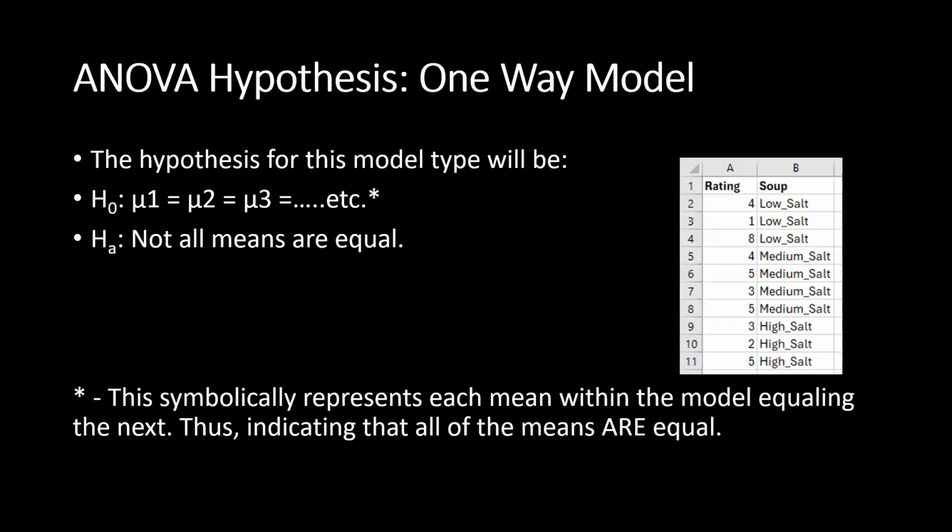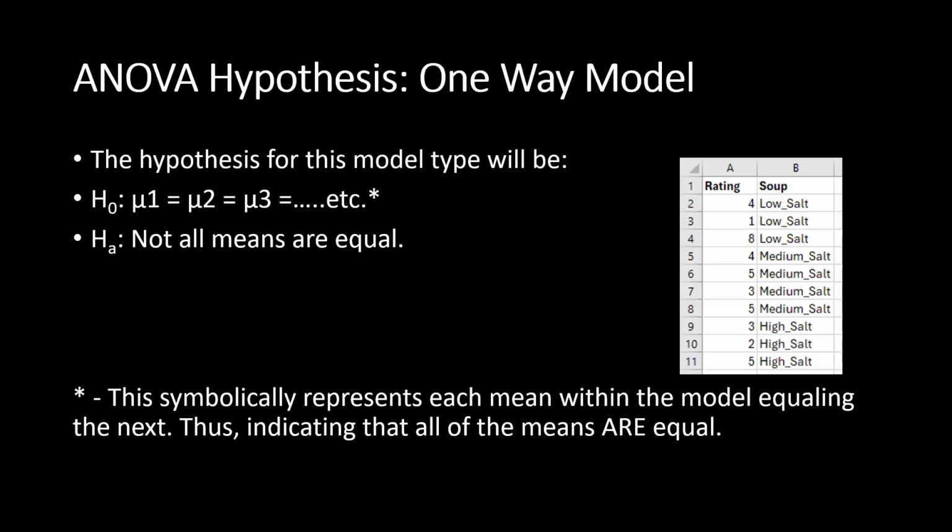The hypothesis for this particular analysis that we're going to perform is that all of the means are equal as far as rating is concerned, as it relates to soup type, soup being our grouping variable, and the alternative is not all means are equal. So let's go ahead and apply the one-way ANOVA methodology in SPSS.